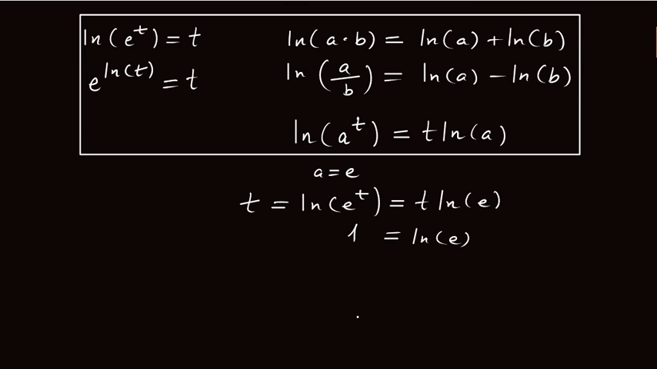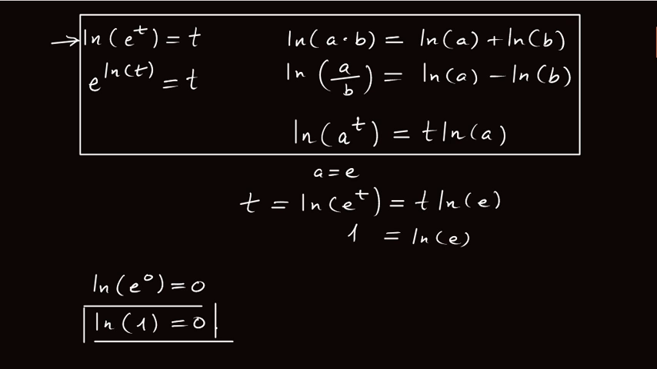Another important property is gotten by plugging in t equals 0 into this relation. So we have ln of e to the 0 is equal to 0 if t is 0. But we know that e to the 0 is 1, so that's the same as saying ln of 1 is equal to 0. So that's an important thing to remember. The natural logarithm of 1 is 0. Altogether, all these things are very important properties that you should commit to memory.